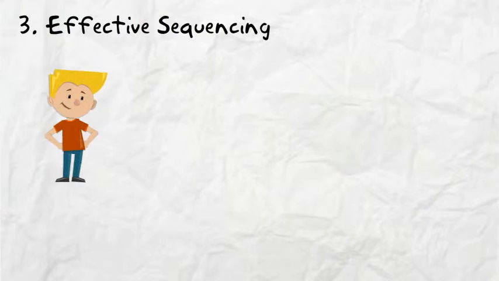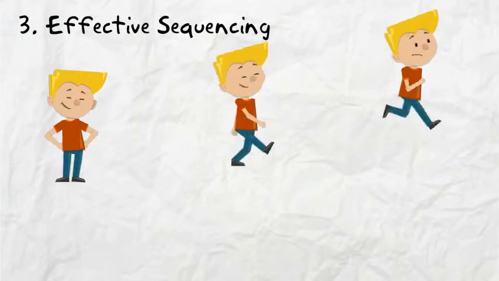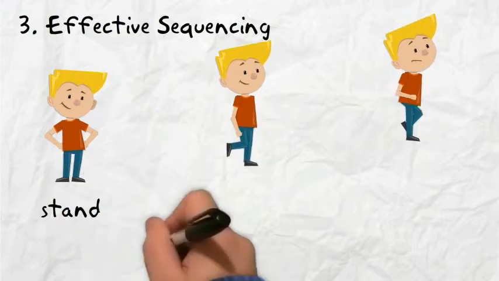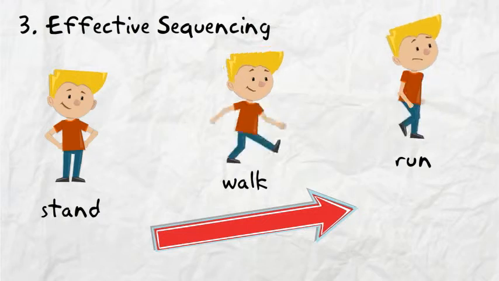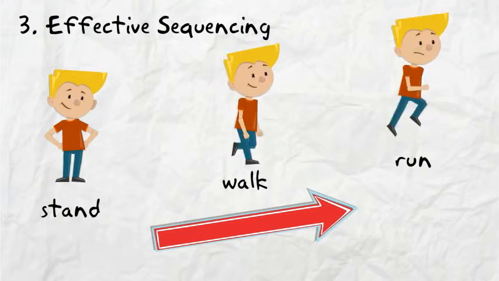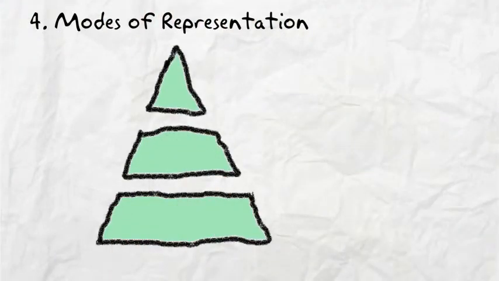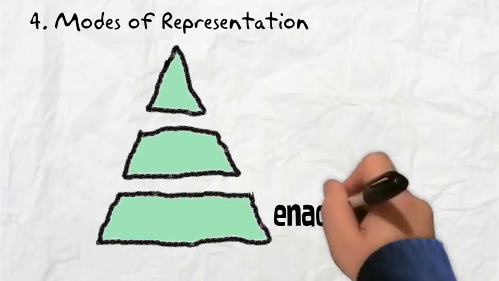The third theory is the importance of creating effective sequencing when introducing new subjects to learners. Effective sequencing is when the facilitator either increases the difficulty or ease for the learner to create positive results of confidence and understanding. The fourth theory involves the 3 modes of representation: enactive, iconic, and symbolic.